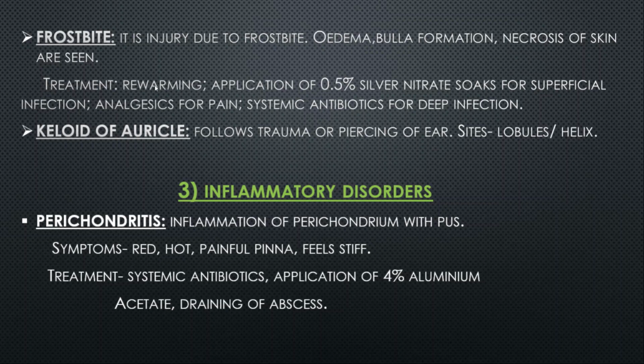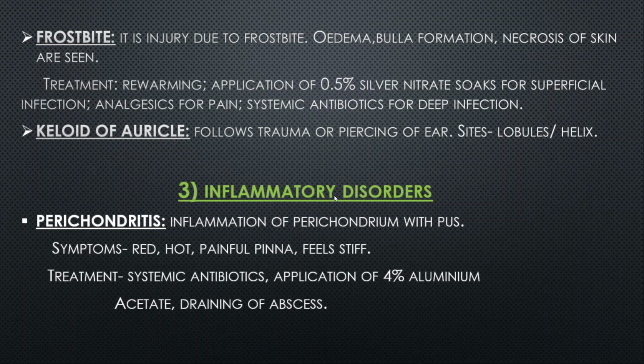Treatment is by rewarming of the pinna, application of 0.5% silver nitrate soaks for superficial infection, analgesics for pain, systemic antibiotics for deep infection. Keloid of the auricle, it is followed by the trauma or piercing of the skin, and common sites are lobules or helix.